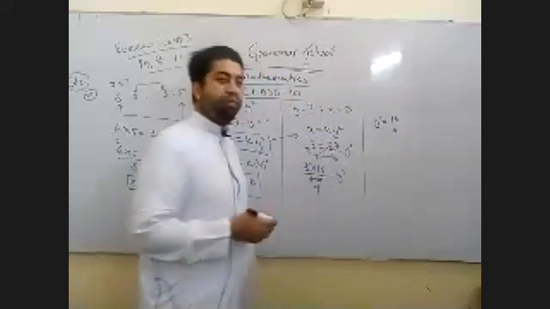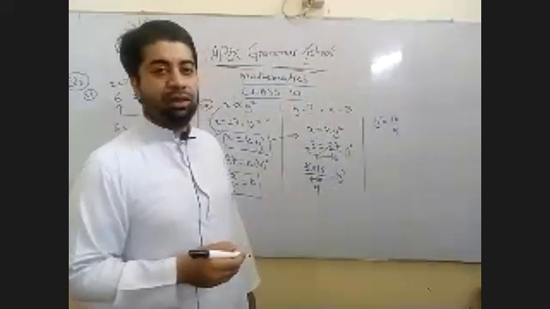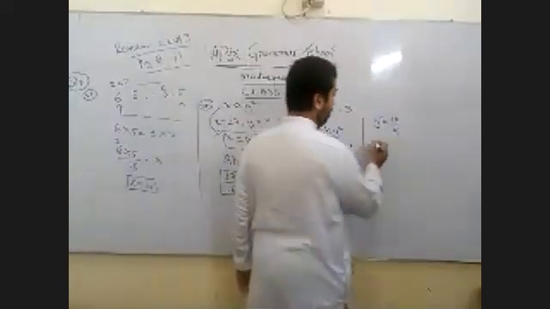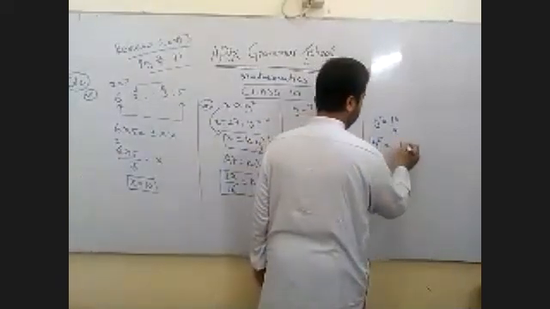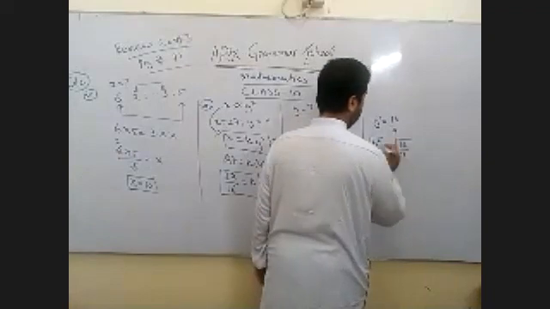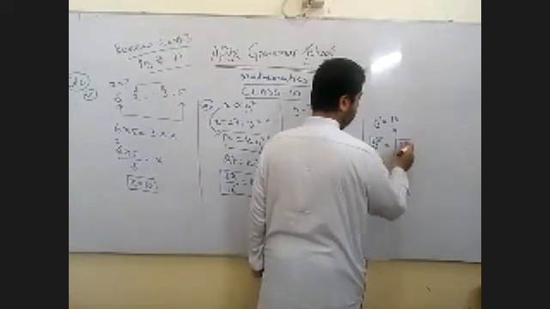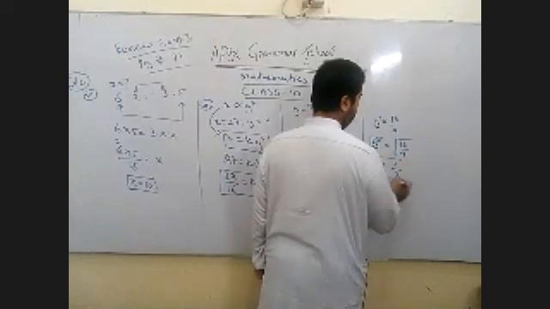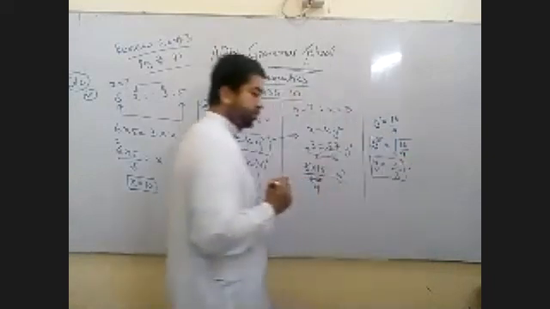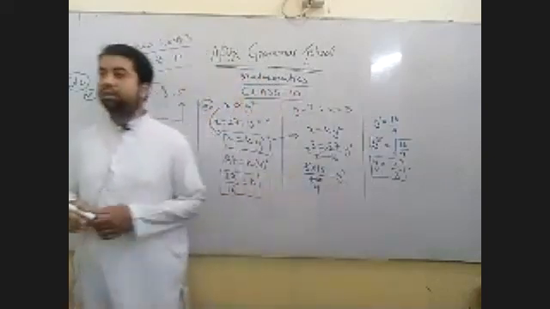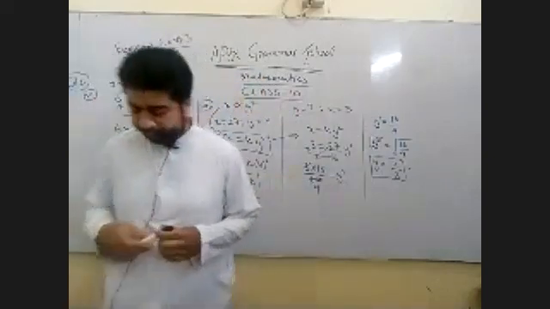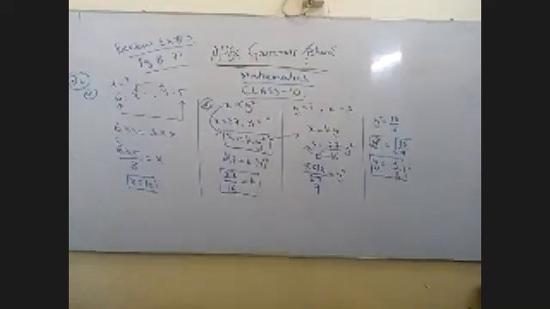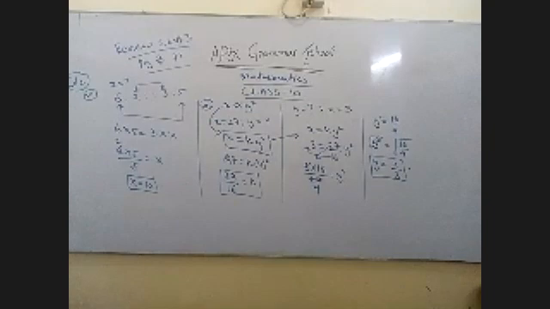But this will be the value of only y square. To find the value of y, we will apply the square root here. So it becomes 16 square root, that is 4, and 9 square root, that is 3. And that's it. This is part number 7. We have already done these types of questions.